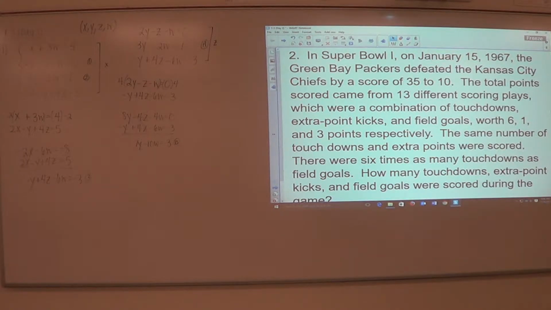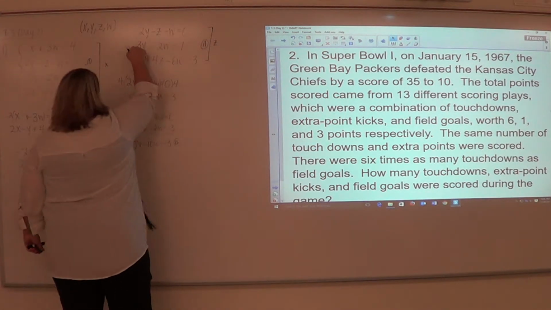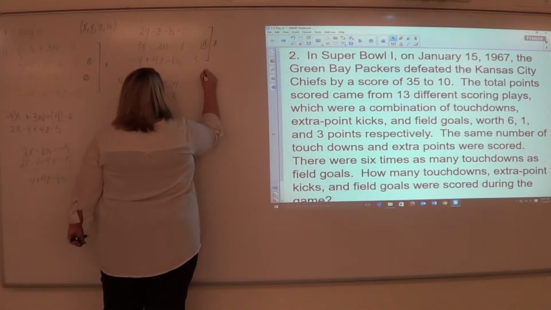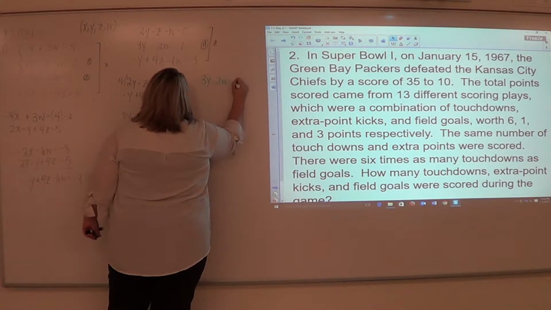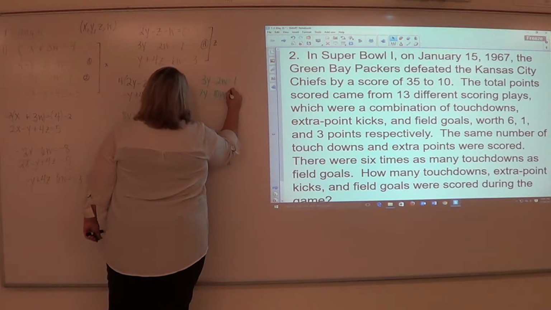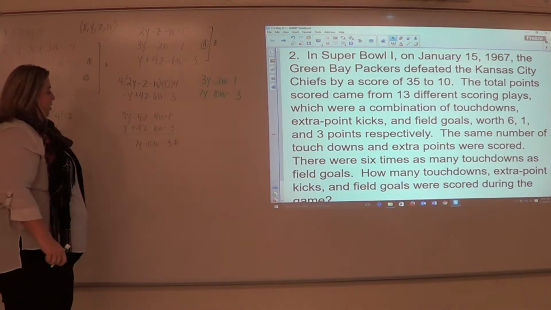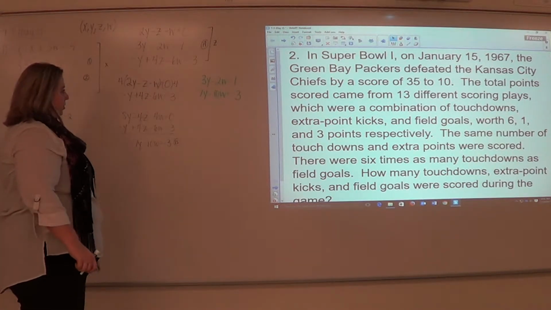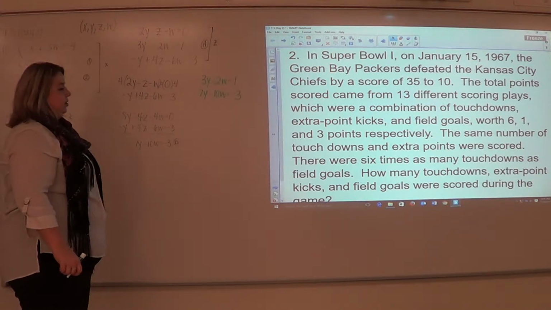Okay, so now we got it down to 2 equations. So now you're gonna take your 2 equations, and now you have a system of 2. And then you figure out what do you want to cancel. So you want to cancel y's or w's?